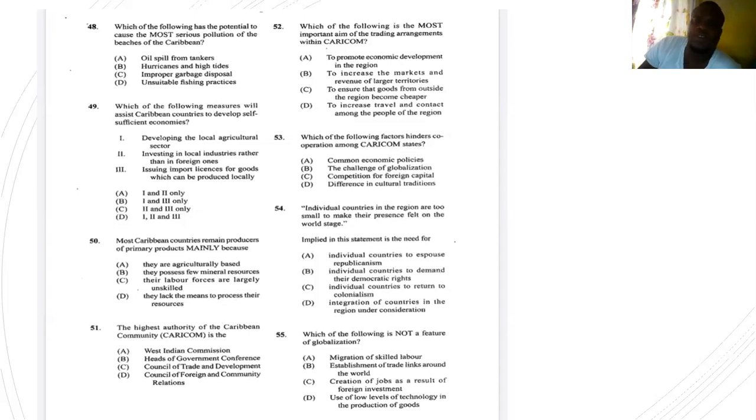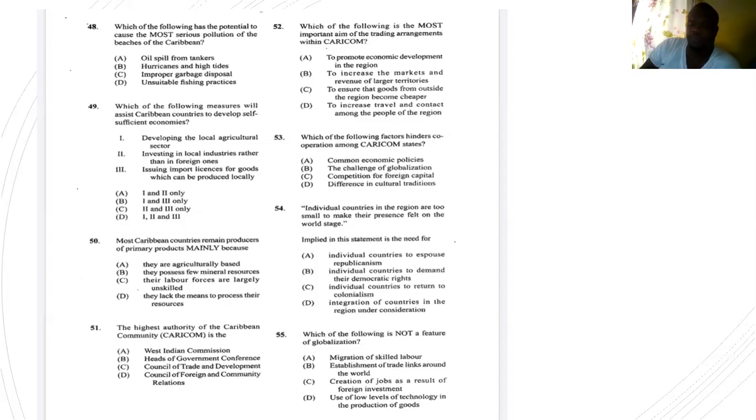53. Which of the following factors hinders cooperation among CARICOM states? A, common economic policies. B, the challenge of globalization. C, competition for foreign capital. Or D, difference in cultural traditions. 53 is C. Competition for foreign capital. That's one of the greatest hindrances. Competition for foreign capital. That's one of the greatest hindrances in CARICOM.